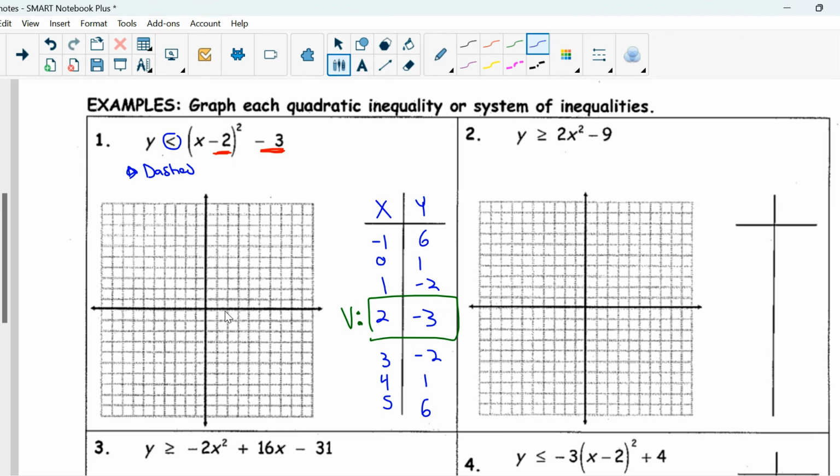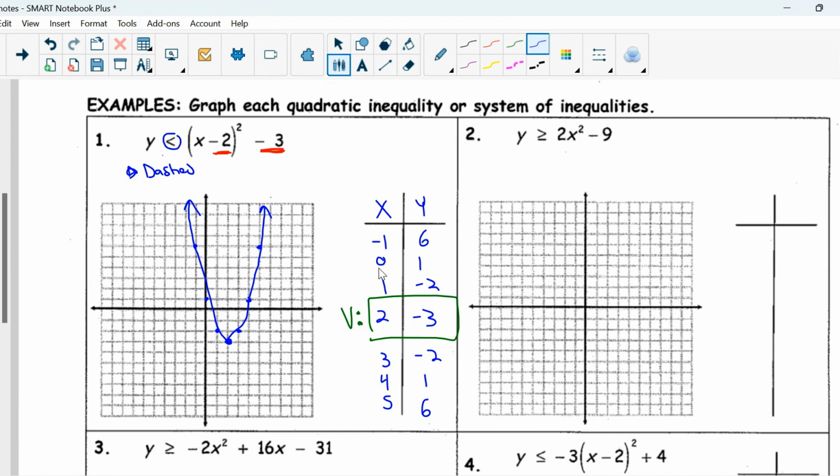We're going to go over 2, minus 3. And that marks our vertex. Then we've got -2 on both sides. Then we've got +1, 5, 6. And from there, we have graphed our quadratic, which you guys already have a little bit of practice doing.